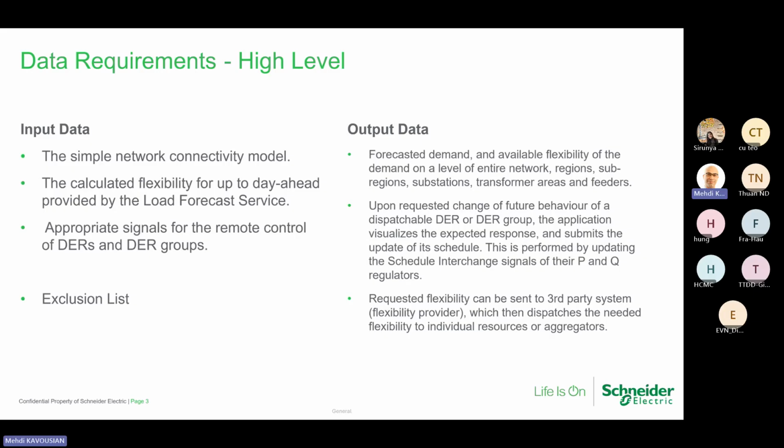So what is the output of this? Forecasted demand and available flexibility of demand on the level of, again, whatever level we used before. There is some visualization of what would happen, and then you can submit the screenshot. Let's say the application says, okay, in 3 hours from now, you need to cut the power from this, increase the schedule, and then you can send it through. Requests can be sent to third parties through individual resources, right? So that's another thing.